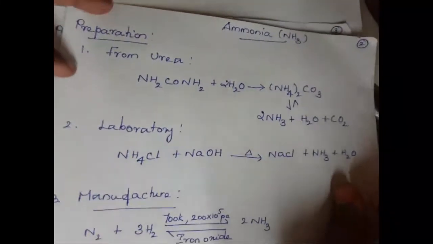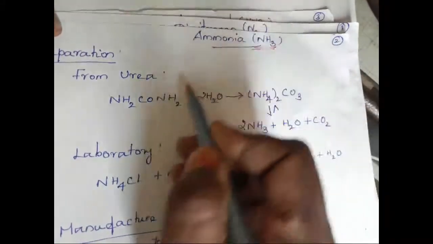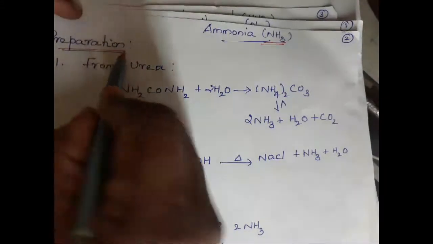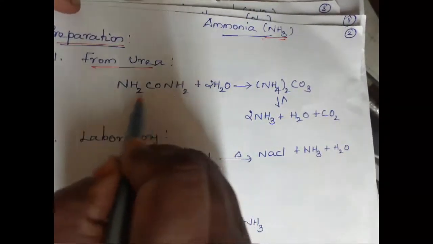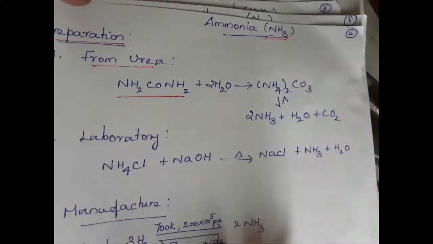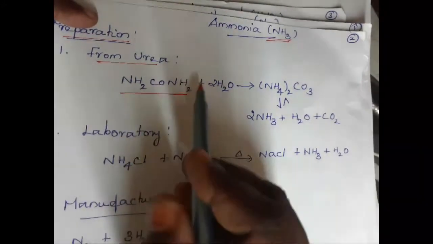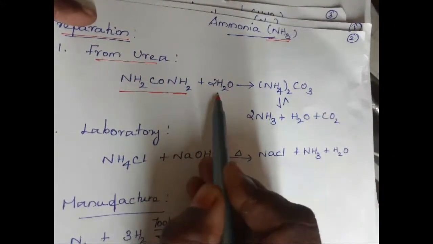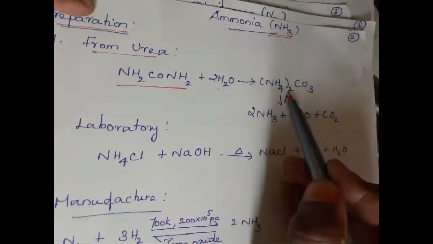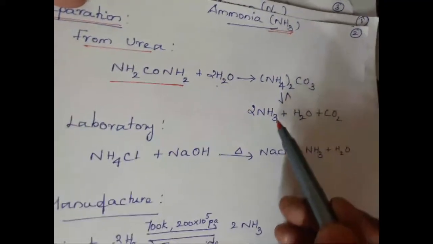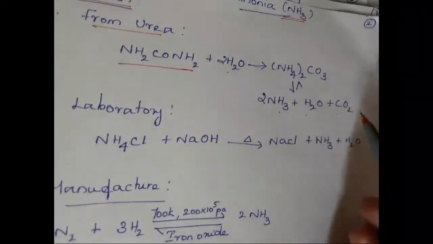Now let us see the preparation of ammonia. As you all know, the formula for ammonia is NH3. Now let us see the preparation from urea. The formula for urea is NH2CONH2. Urea is the first synthesized organic compound. When it undergoes hydrolysis, it produces ammonium carbonate. This ammonium carbonate on decomposition produces ammonia, water and carbon dioxide gas.